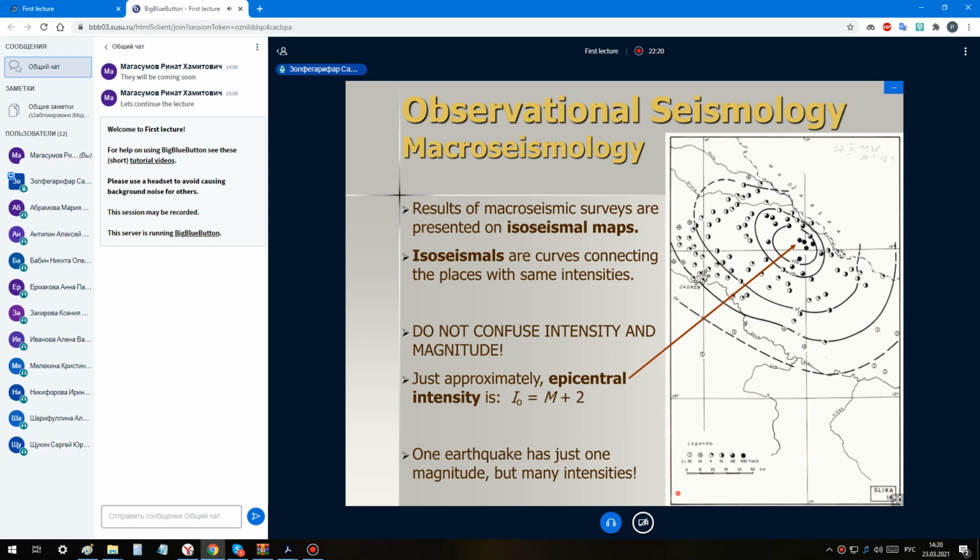Do not confuse intensity and magnitude. Approximately, the epicentral intensity is I0 equals M plus 2, which shows the relation between epicentral intensity and magnitude. One earthquake has just one magnitude but many intensities. This is a comparison between the intensity and magnitude parameters.